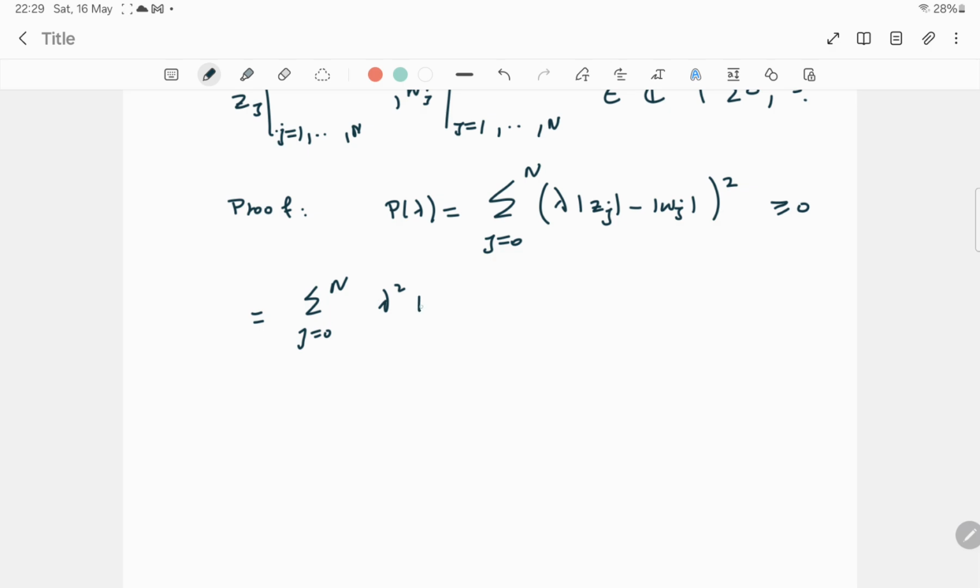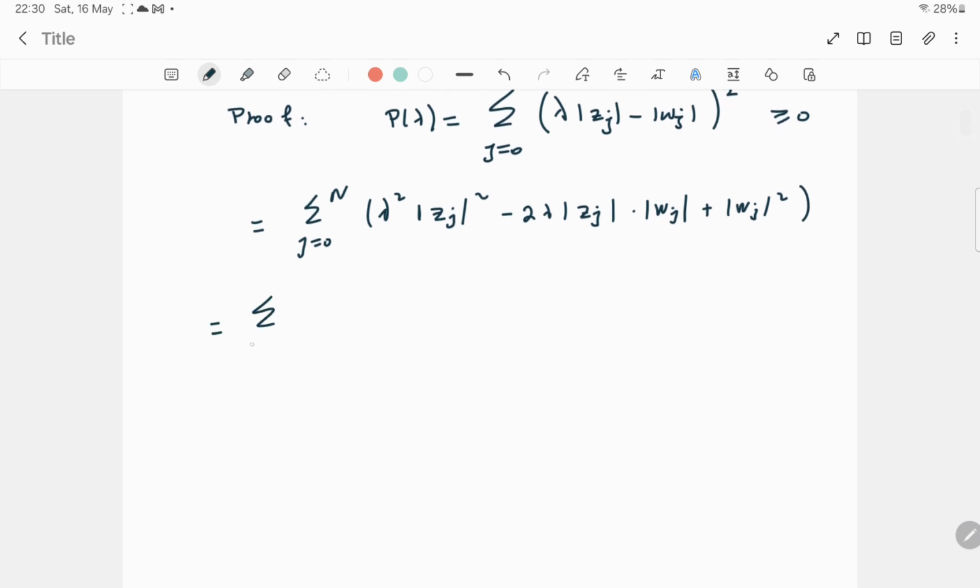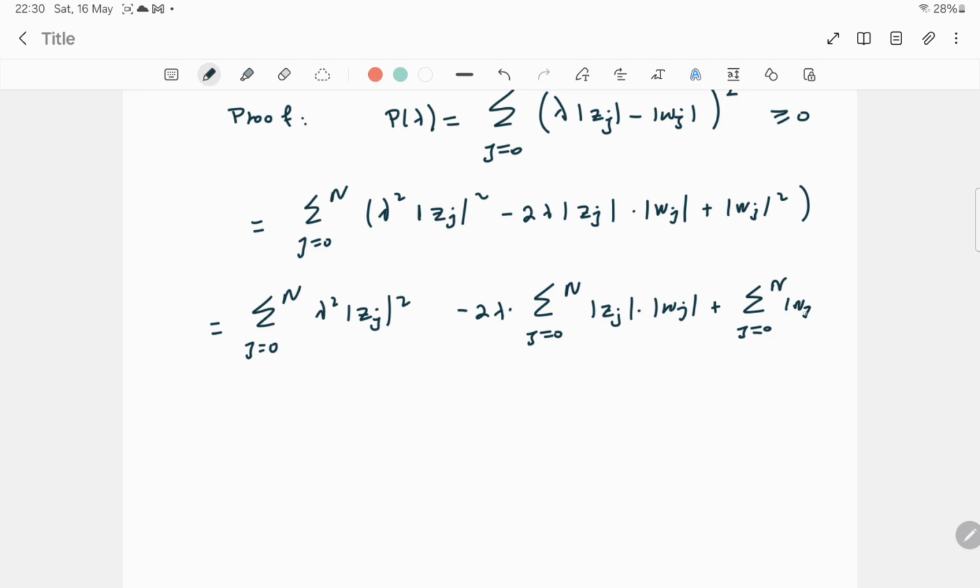It's going to be λ² |zj|² minus 2 times λ |zj| |wj| plus |wj|². We can separate the summation here: sum from 0 to n of λ² |zj|² minus 2 times λ sum from 0 to n of |zj| times |wj| plus summation from 0 to n of |wj|².